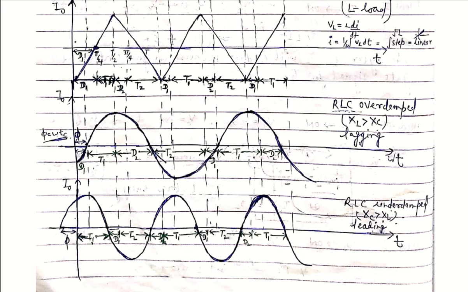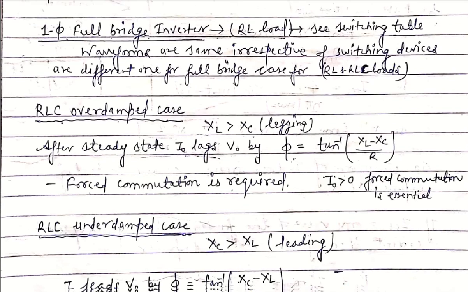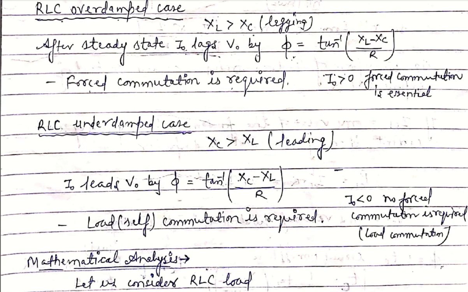So this is the waveform in the case of the RLC load. We can easily draw this by considering the lagging as well as leading load cases. And this is the RLC overdamped case. We see that XL is greater than XC, so it is a lagging one, and after steady state, i0 lags v0 by phi, which is tan inverse of (XL minus XC) by R. Why XL minus XC? Because XL will be greater than XC. And forced commutation is required in the RLC overdamped case. In the underdamped case, XC is greater than XL, it is a leading load case, so phi is given by tan inverse of (XC minus XL) by R. So load commutation is possible. Load commutation in the sense that self commutation is possible by the supply voltage polarity. The device will be turned off automatically.